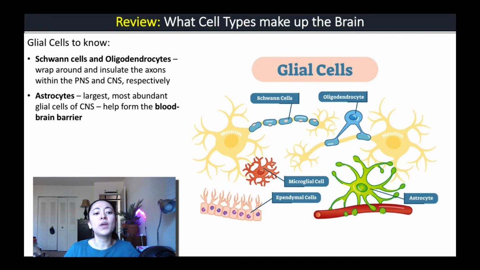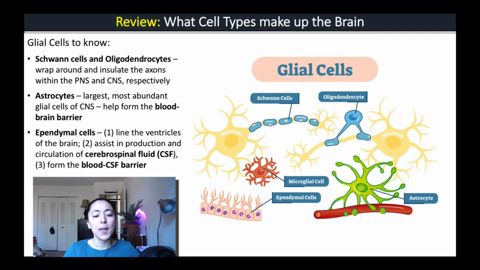And finally, we have the ependymal cells. Ependymal cells line the ventricles of the brain. Ventricles are large cavities in the brain. Ependymal cells assist in the production and circulation of cerebrospinal fluid, and they form the barrier between the blood and cerebrospinal fluid in several locations in the brain.